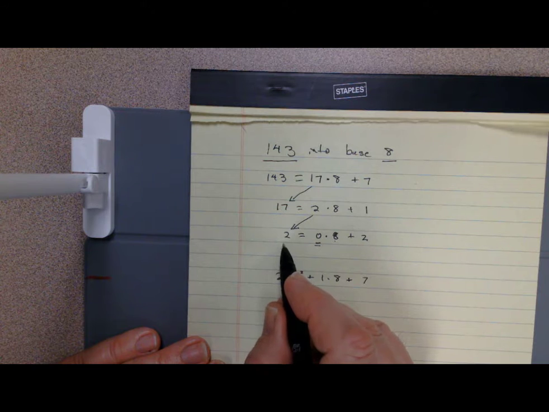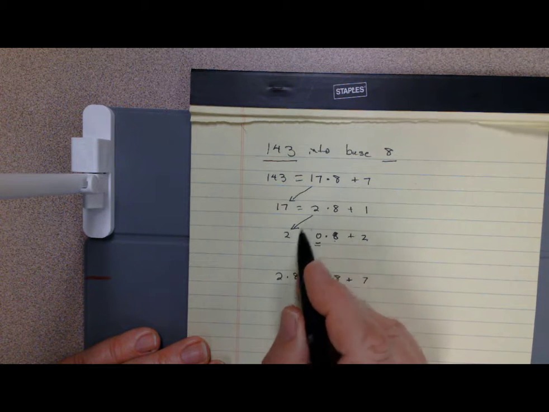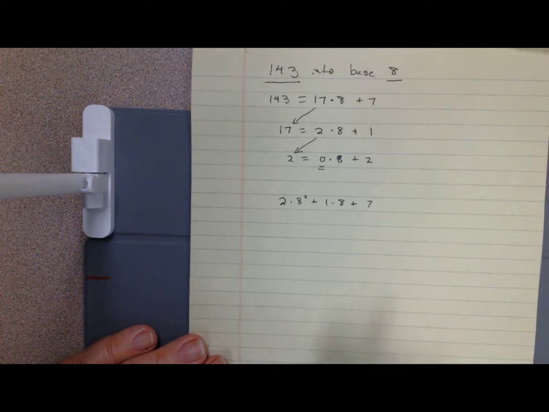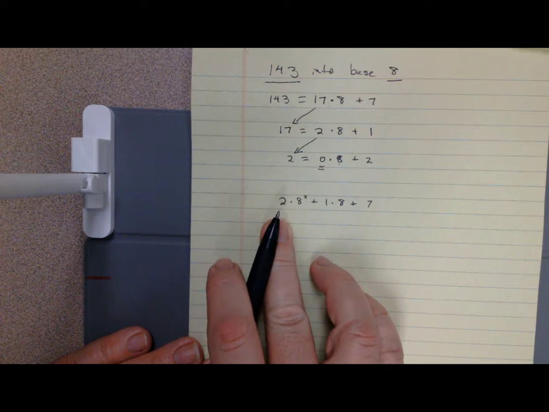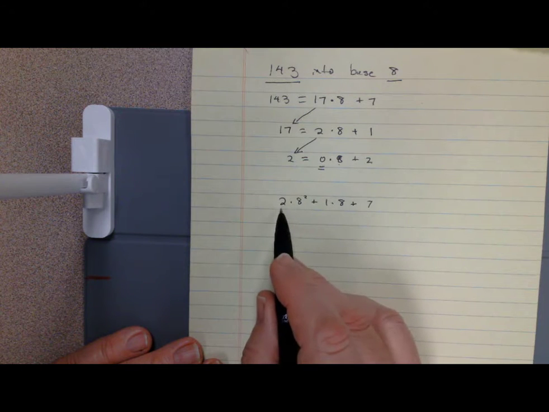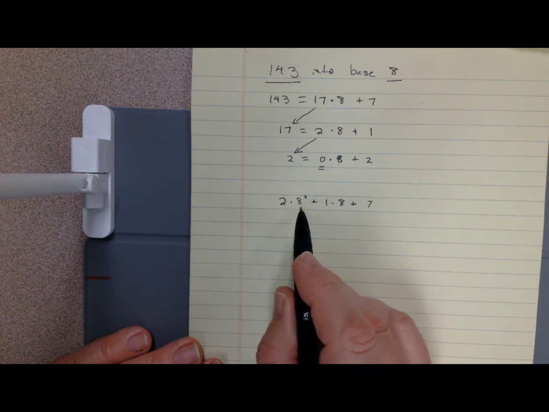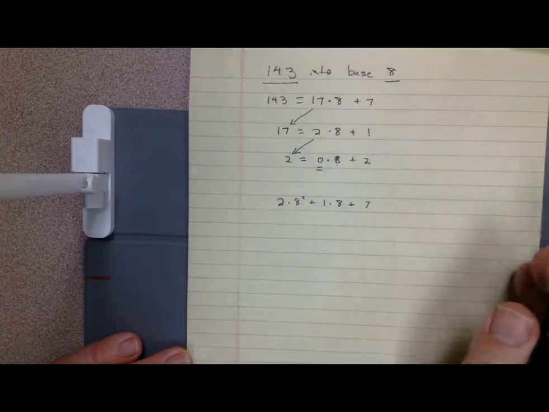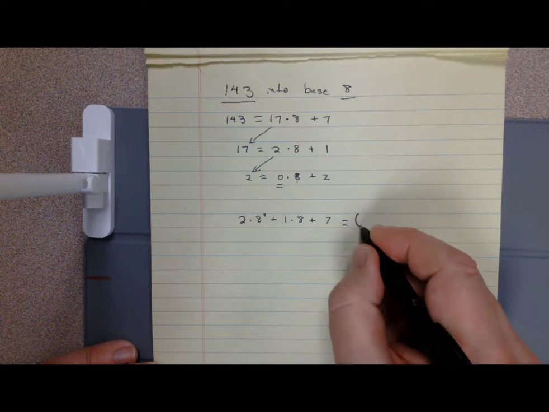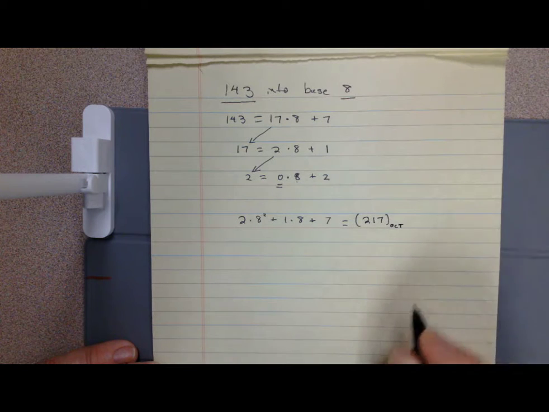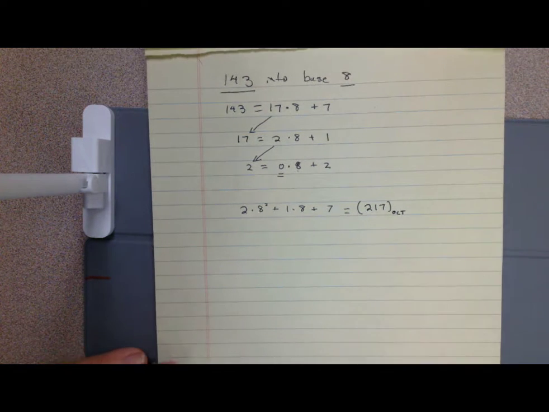We've finally gotten our n value down to less than 8. That means that representing 143 as octal would be 2 times 8 squared plus 1 times 8 plus 7. So we would write this down as 217 octal. Is this right?